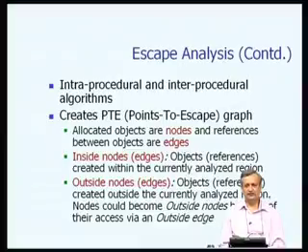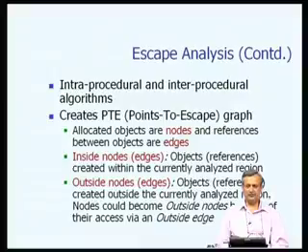So, what are the nodes and edges of this particular graph? Allocated objects are nodes and references between objects are the edges. As simple as that. So, we allocate an object and then one object refers to another object through various possible pointer mechanisms. These are the edges.